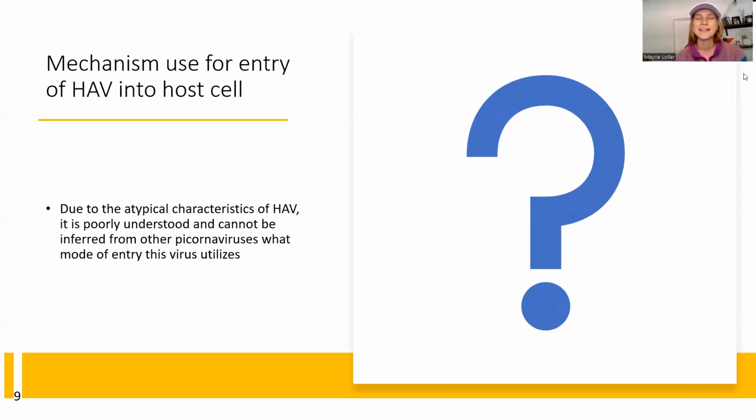So the mechanism for HAV to enter the host cell is not known because of the atypical characteristics of HAV, and it cannot be understood from the other viruses how HAV enters the host cell.